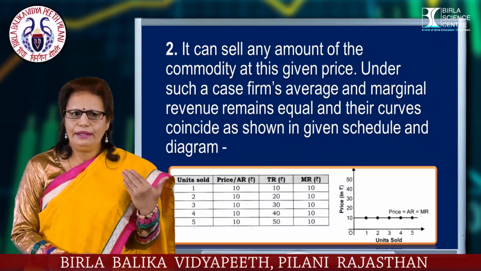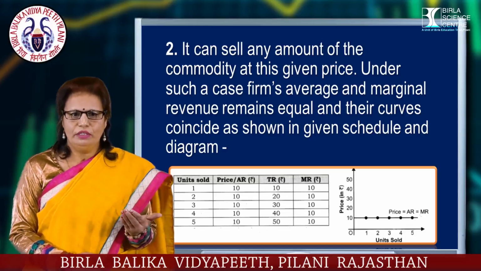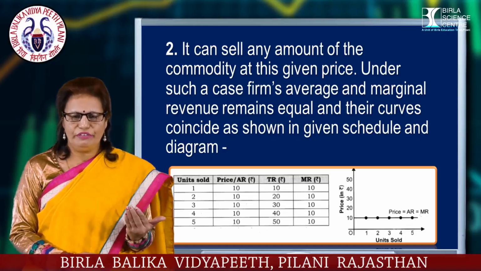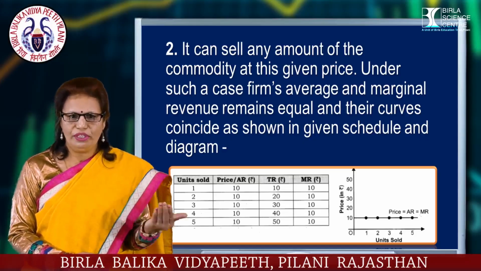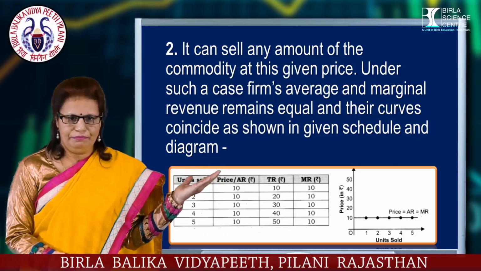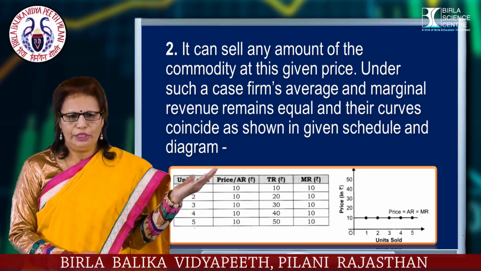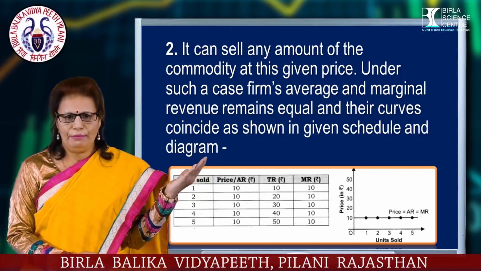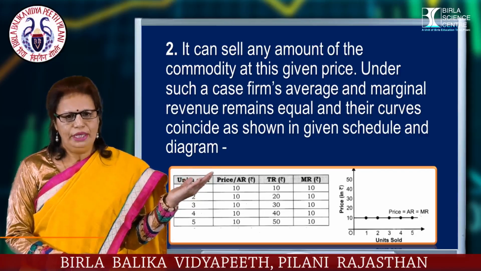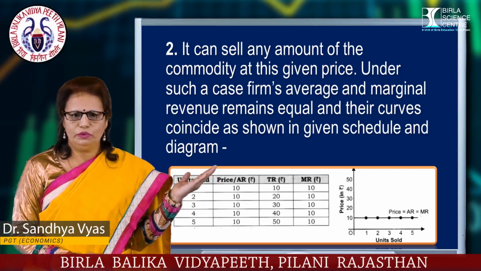It can sell any amount of the commodity at the given price. Under such a case, the firm's average and marginal revenue remain equal and their curves coincide, as shown in the given schedule and diagram. So units sold, price 10 is given and total revenue 10 into 1 that is 10, and so on. And in the fourth column MR is given, it is also the same. You can also see the diagram where AR is equal to MR is equal to price.